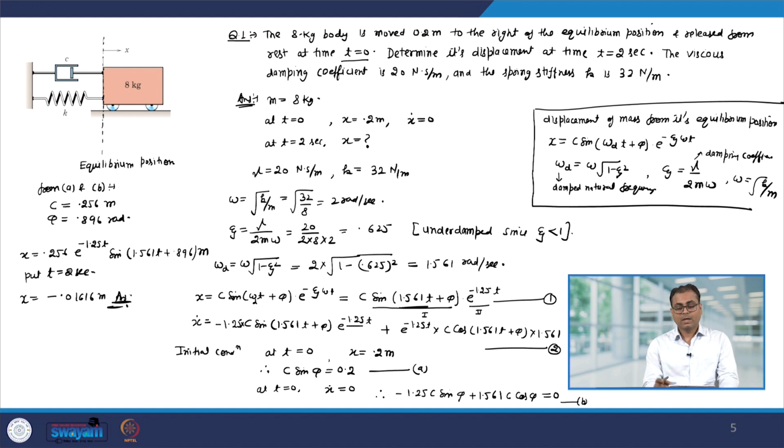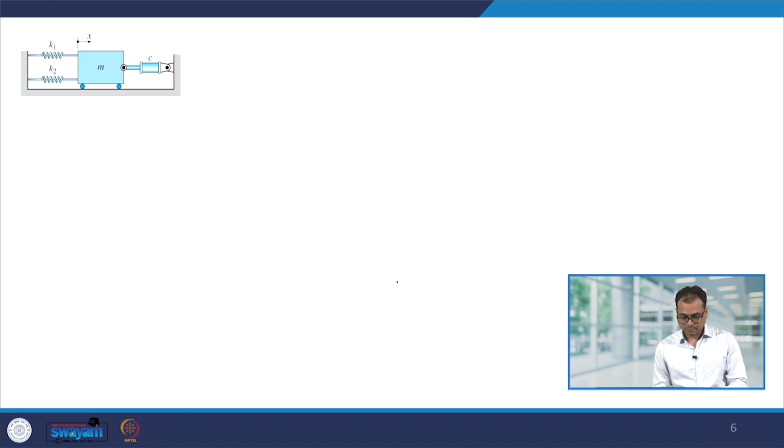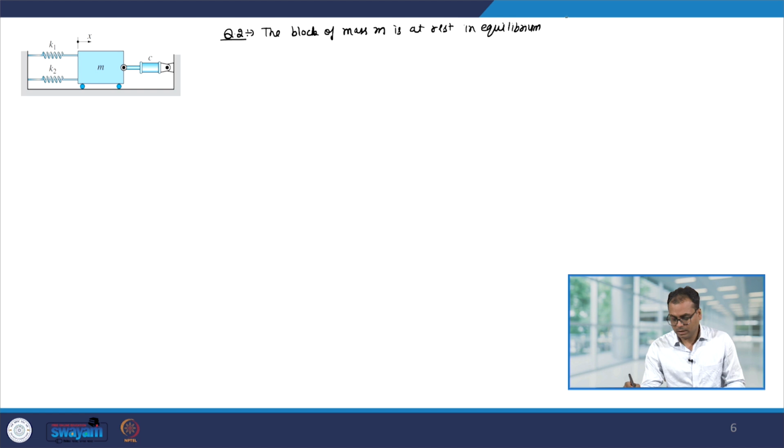Okay. Now, let us look at another problem, and the problem statement is the following. The block of mass m is at rest in equilibrium position at x equal to 0.